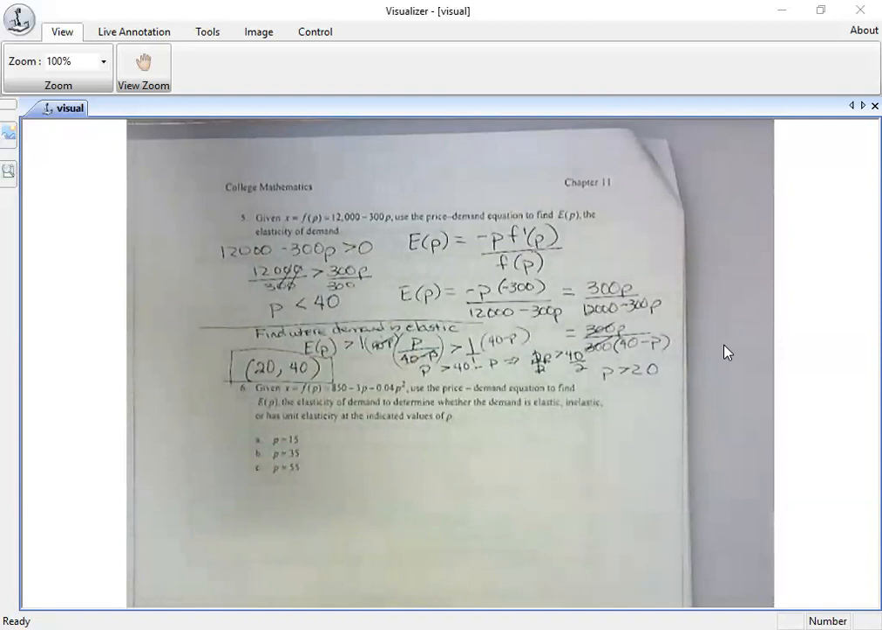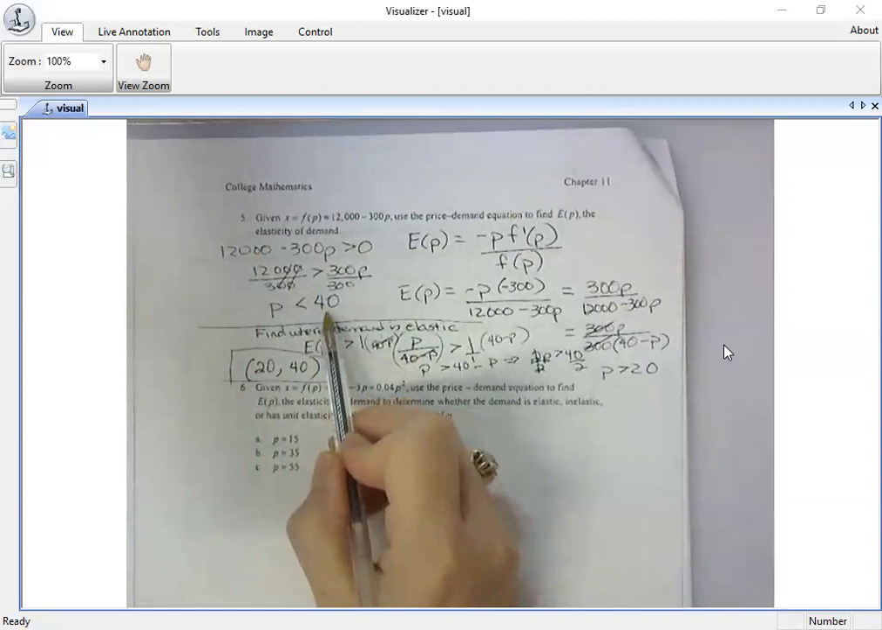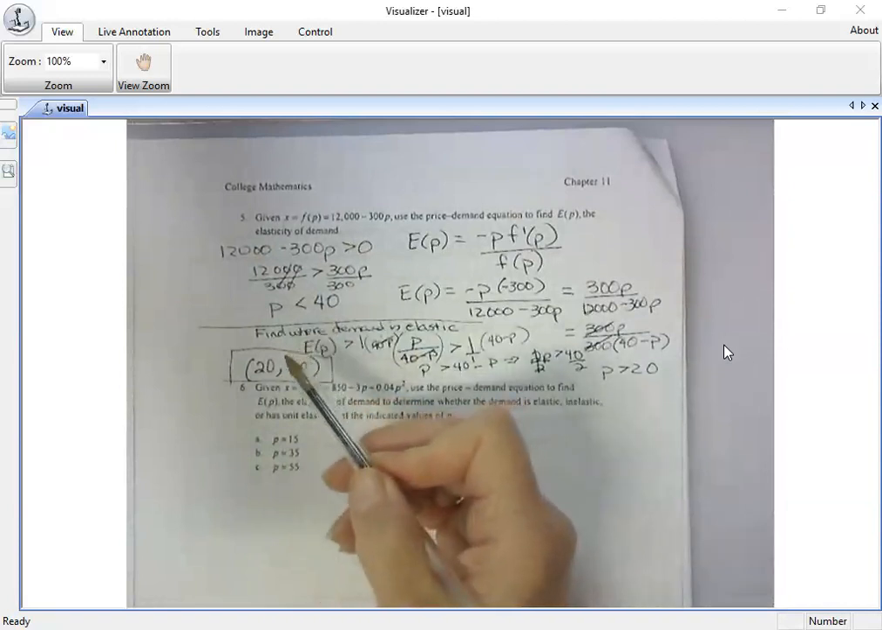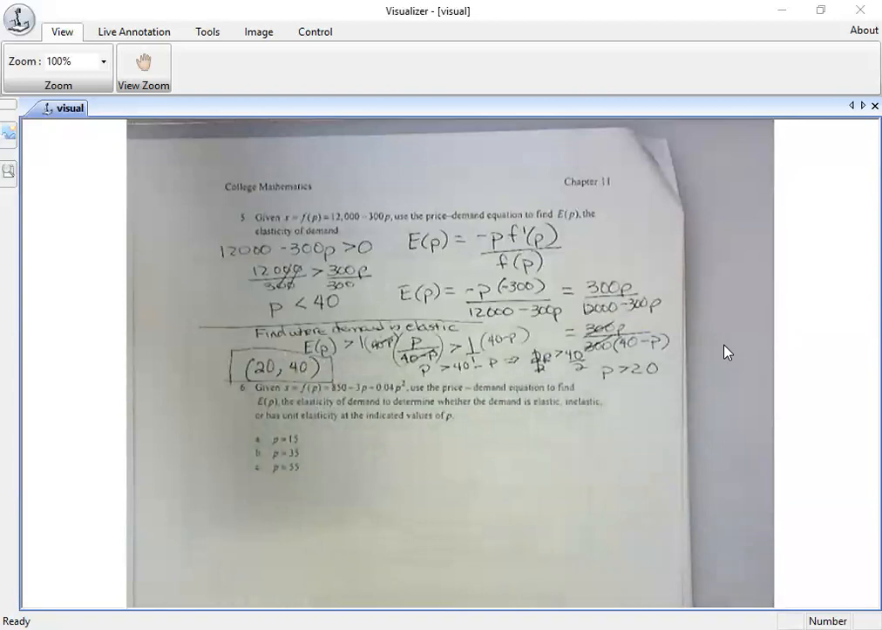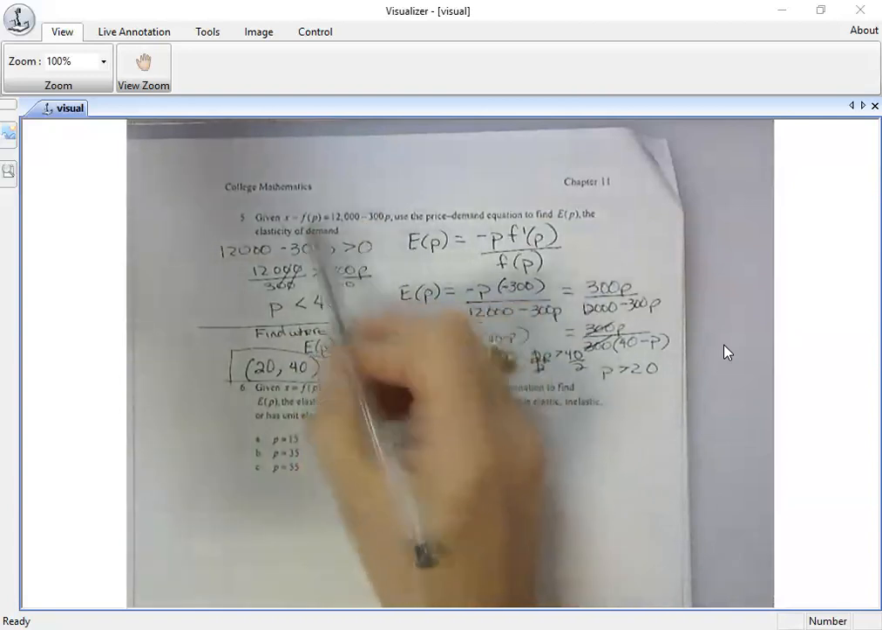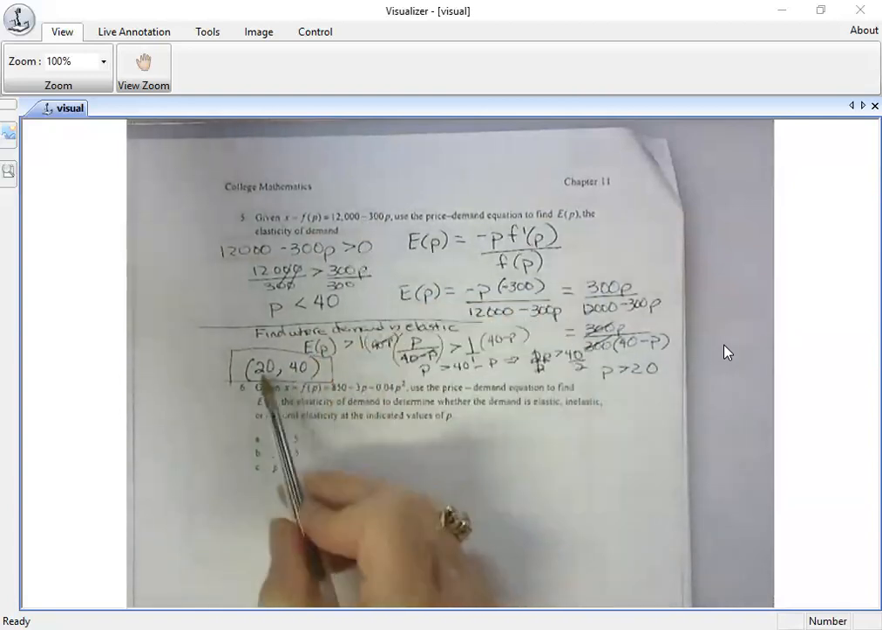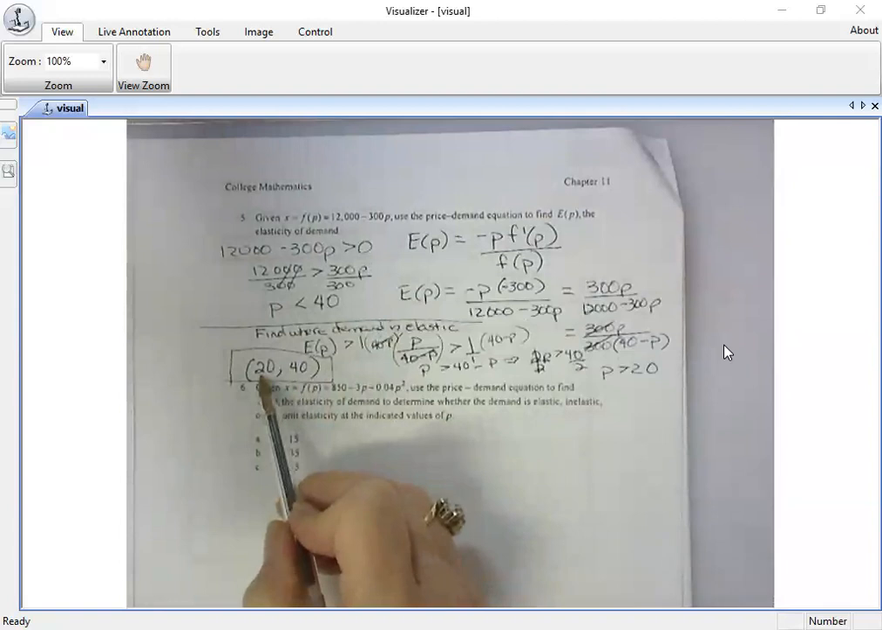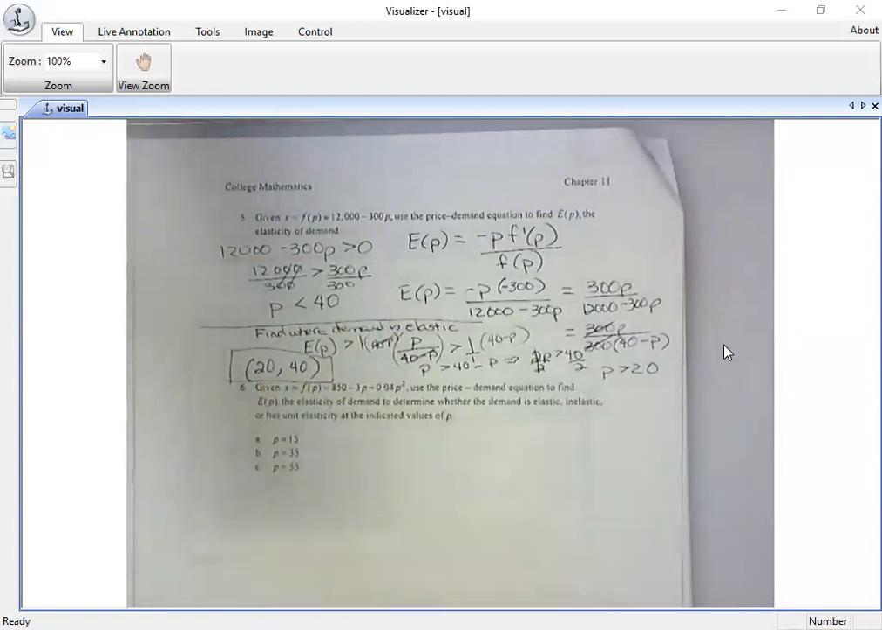So we discovered we had to be sure that we stayed less than 40. If you priced yourself beyond that, then you are off the chart. Nobody's buying anything. Okay. So for sure, that was the maximum that we should be able to use with this equation. So from 20, which is where it becomes elastic, up to 40, anywhere in there, I've got an elastic structure for this price demand.